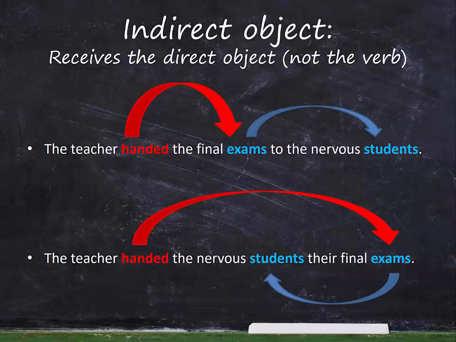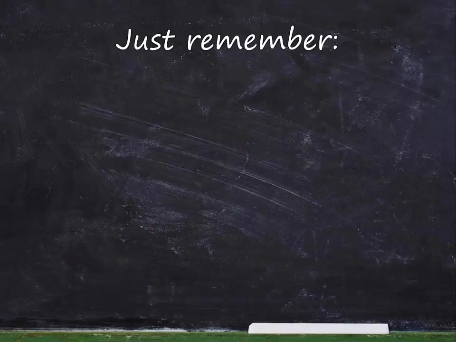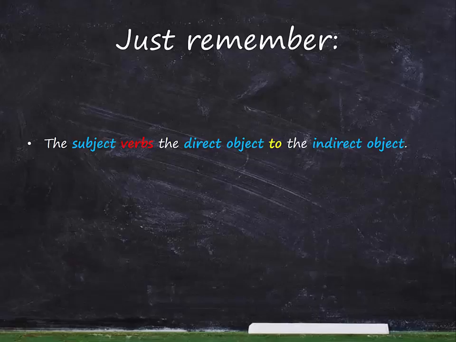Let's look at a way to remember this. So the easiest pattern is this. The subject verbs the direct object to the indirect object. The teacher gives the exam to the students. When it's in this order, there's going to be a to or for in there. The direct object receives the action of the verb, then transfers that action to the indirect object.